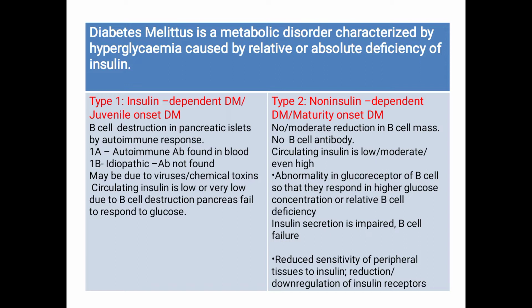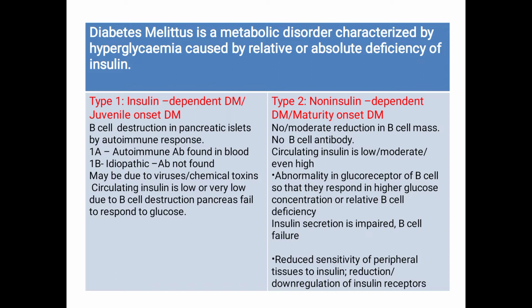If you see the classification of diabetes mellitus, predominantly it is divided into two types. One is insulin dependent, the other is non-insulin dependent, depending on the patient population it predominantly affects. They are also called juvenile onset diabetes mellitus or maturity onset diabetes mellitus. So let us see what insulin dependent diabetes mellitus is.